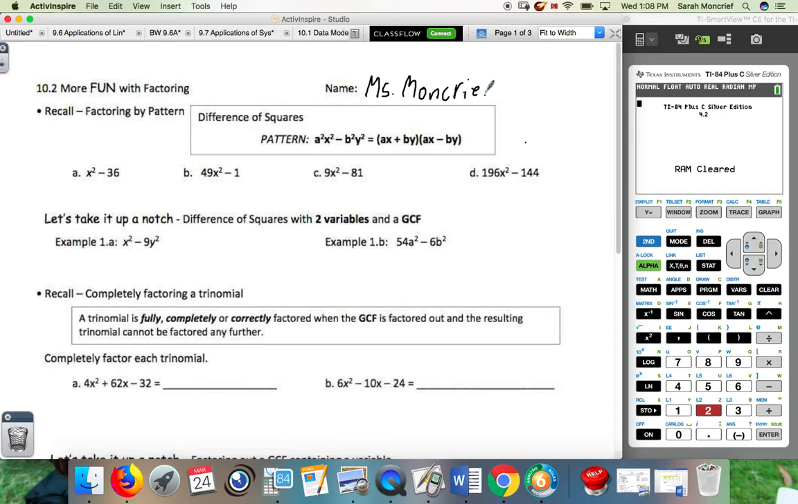So today we are looking at more factoring. We love factoring. It's so much fun. So let's remember one of the patterns we had.